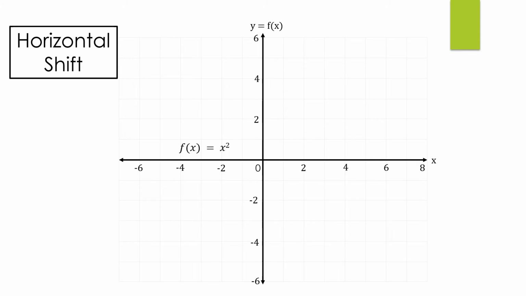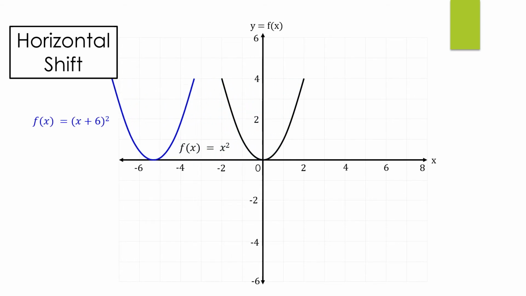So again, let's consider the curve f of x equals x squared and sketch that in. Just like in the previous example, we've got our points negative 1, 1, 0, 0, and 1, 1 that we're going to look at how they're going to transform. If we've got f of x equals x plus 6 all squared, we're going to end up with a horizontal shift 6 units to the left.